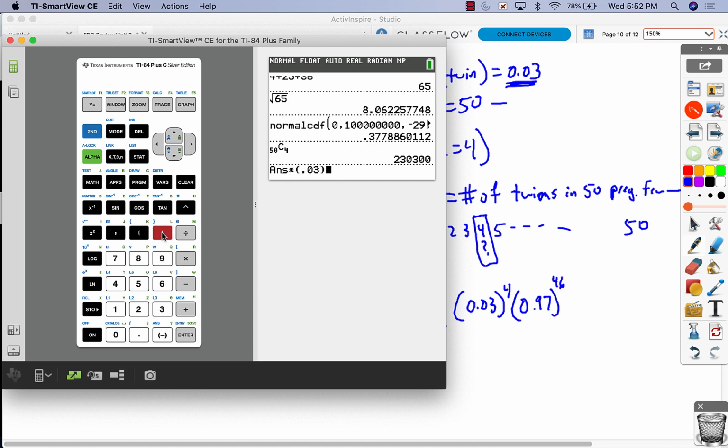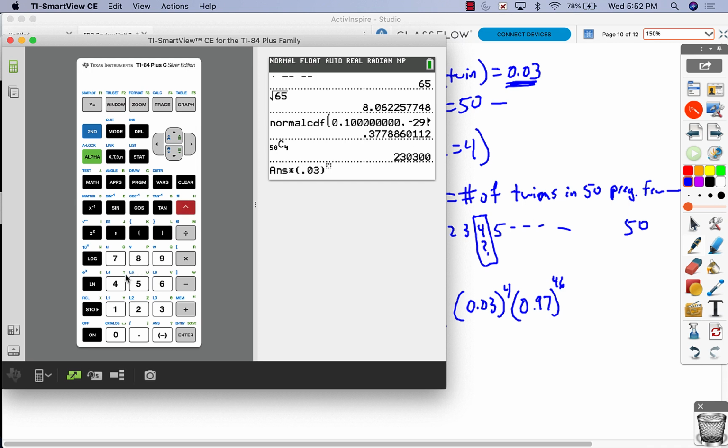0.03. That's the chance that they're pregnant. How many do we want? 4. Okay, now those are 4 pregnant. How many do we want not to have twins? We want 0.97. How many of these do we want? If there's 50 and 4 have twins, then 46 do not have twins. I need to raise that to a power.